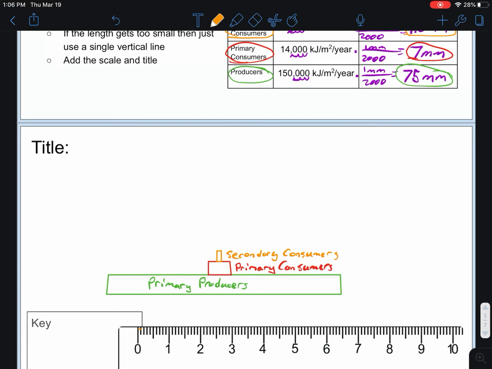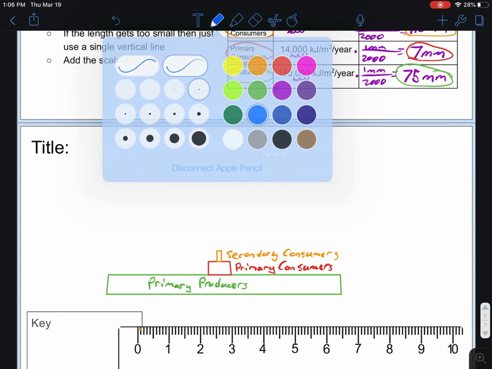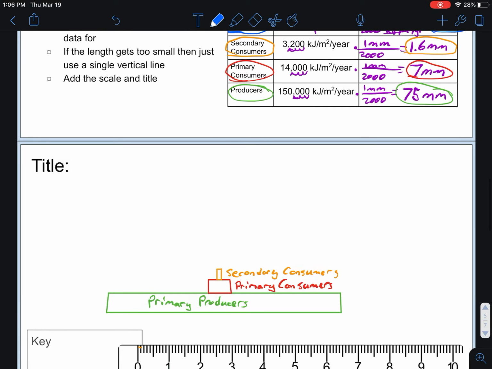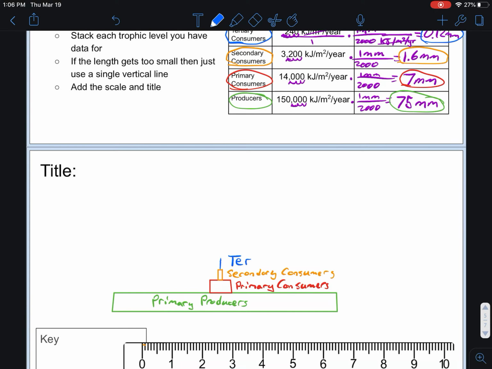I cannot graph that on here. Here's 1 millimeter. Not going to happen. So if it is too small to graph, then you just want to draw a single vertical centered line. And just make sure it's centered. And then label that tertiary consumers.